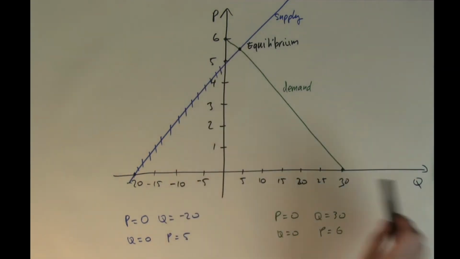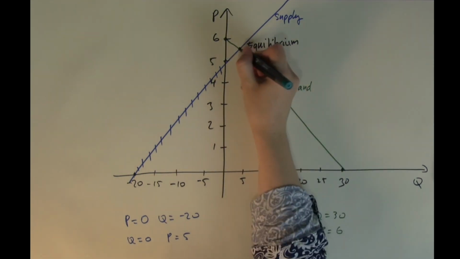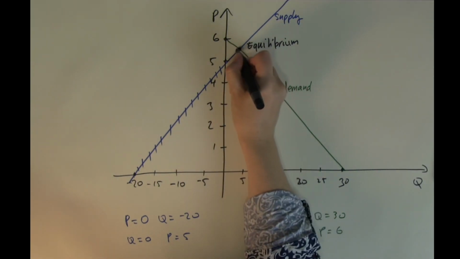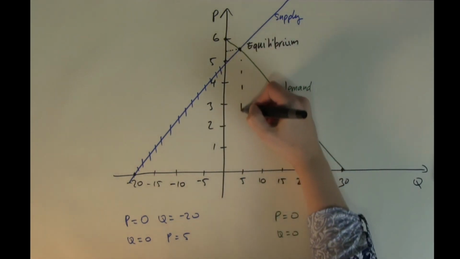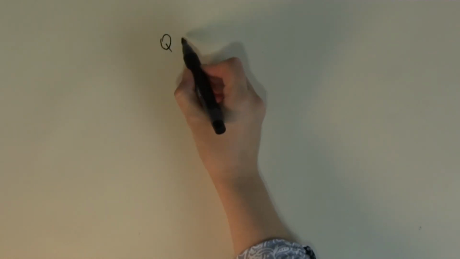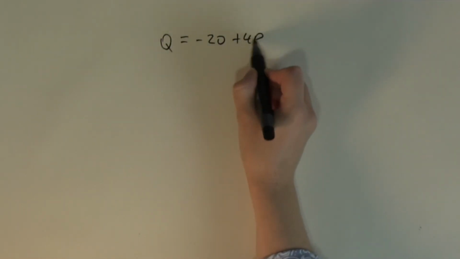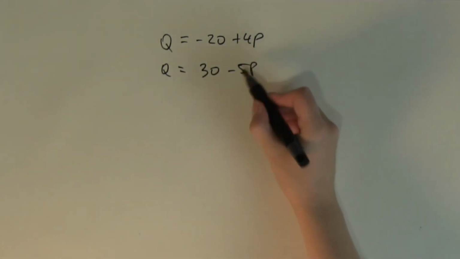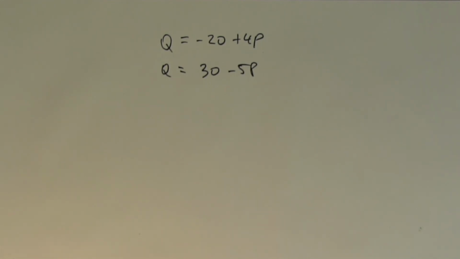If I draw the graph correctly, I can read off the coordinates, just going across and coming down. But if you don't trust your drawing skills, you can always solve the equation. And basically, you would need to solve Q equals minus 20 plus 4p and Q equals 30 minus 5p as simultaneous equations. And again, if you're not sure how to solve systems of linear equations, just go to the Khan Academy website and check out the link.